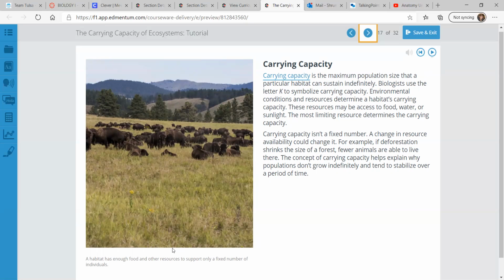It's important to remember this carrying capacity is not fixed. A change in resource availability could actually change the carrying capacity. For example, deforestation shrinks the size of a forest. Fewer animals are able to live in that area, so the carrying capacity will shrink. The concept of carrying capacity helps explain why populations don't grow indefinitely, and they tend to stabilize over a period of time.